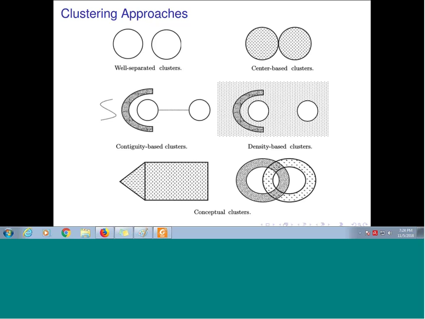All right. Another question, sir. The center-based clustering approach is not clear. How is it different from well-separated clusters? Okay. Very good question: what is the difference between these two approaches?